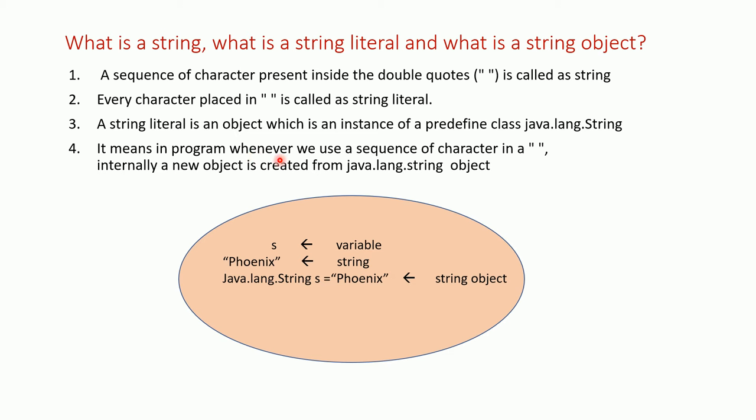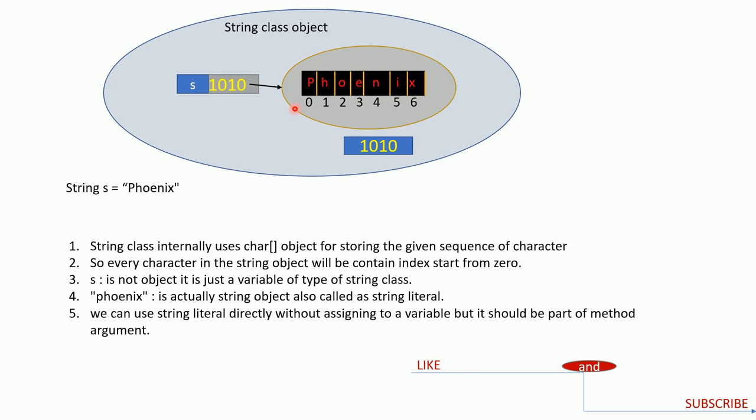It means in a program, whenever we use a sequence of characters in double quotes, internally a new object is created from the java.lang.String class. It will create the new object inside the string constant pool, which is part of the heap area. This is a String class object inside the string constant pool.